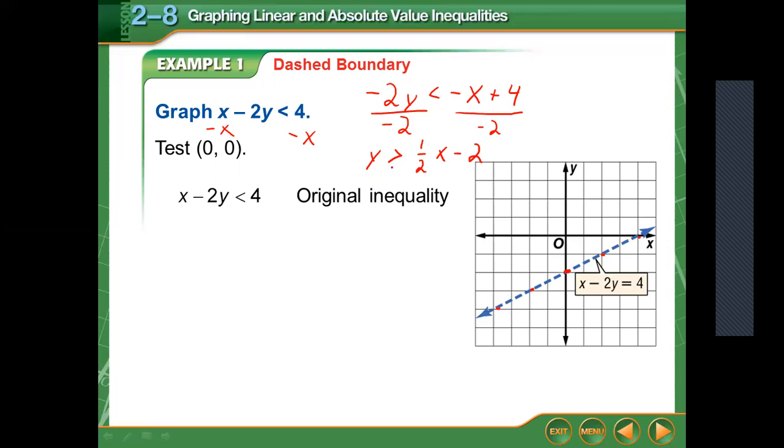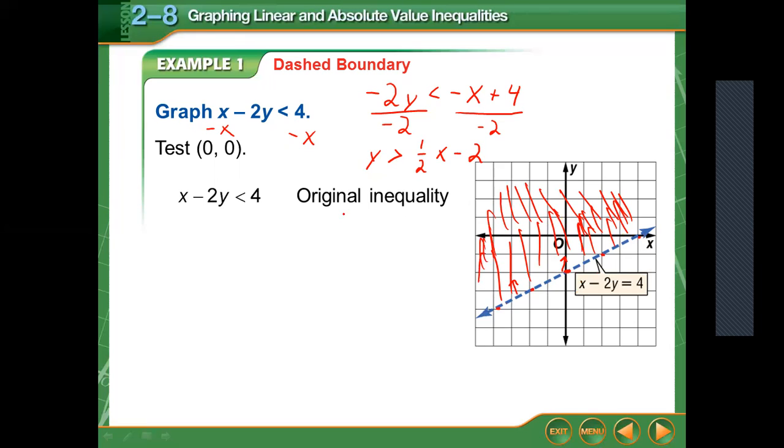Now, this right here will tell me where to shade. Y is greater than means that I want all y values above the line. So some people like to draw an arrow. That arrow would be straight up, right? And you can shade that by making just little lines on there. Some people that are really artsy, I'm sure will shade it better than I did.